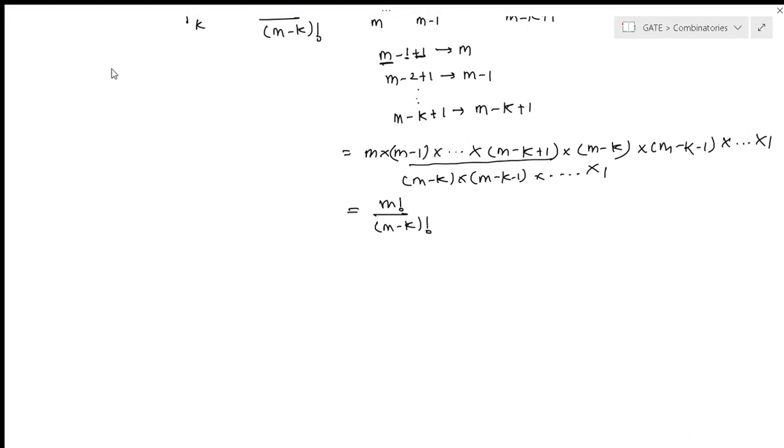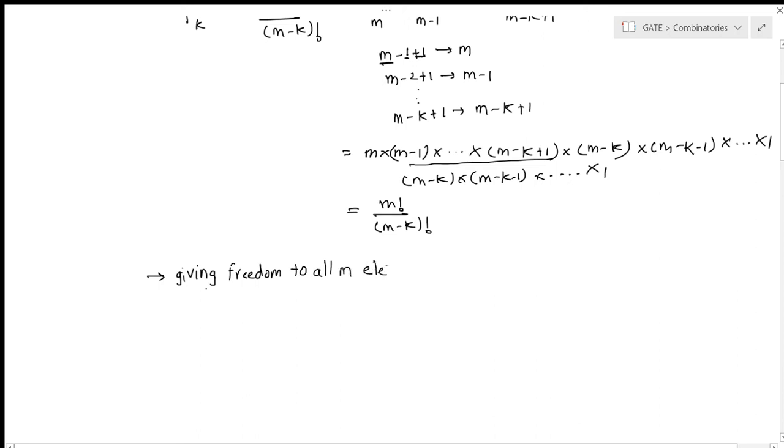Now I understand that this is just the generic formula, but now let me tell you the main intuition for how you can feel this formula. For the k positions, I am giving freedom to all m elements, like all the m factorial combinations I am allowing. All the m factorial combinations are fine, but out of this m factorial, for the first k positions, it's fine.